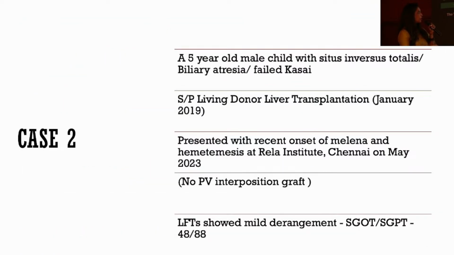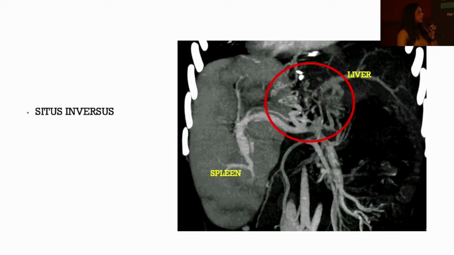So this is a 5-year-old male child with situs inversus and biliary atresia. Sorry, this is not a portal steal. This is another case of a portal vein occlusion, status post-LDLT in 2019, presented with features of portal hypertension. And this is what I meant. So this is a situs inversus. So you can see the spleen on this side and then the liver was on the opposite side.